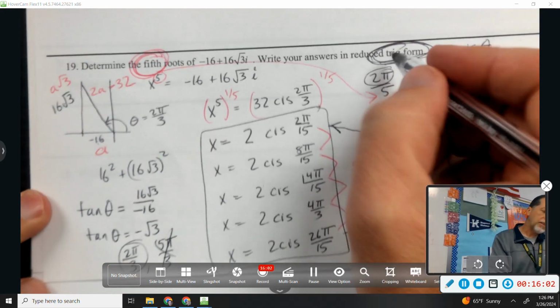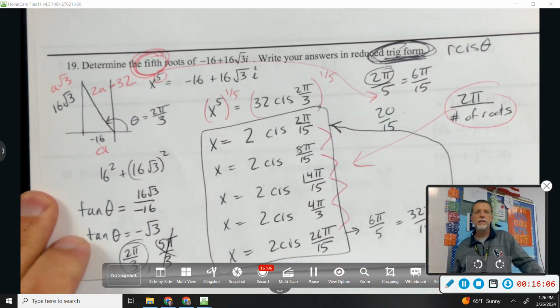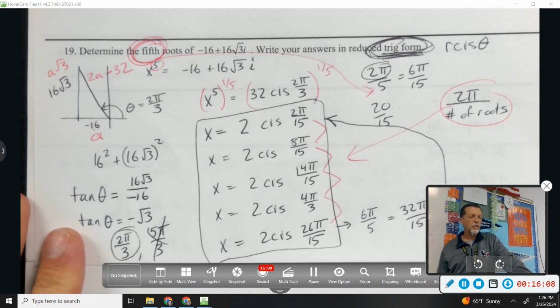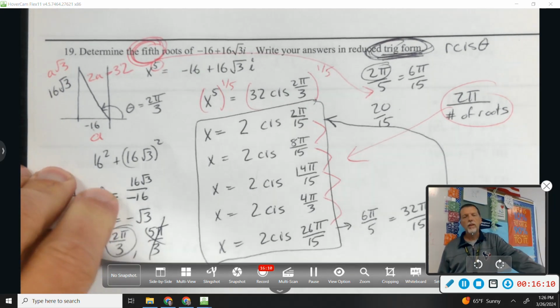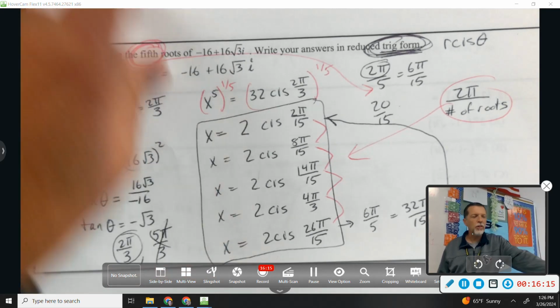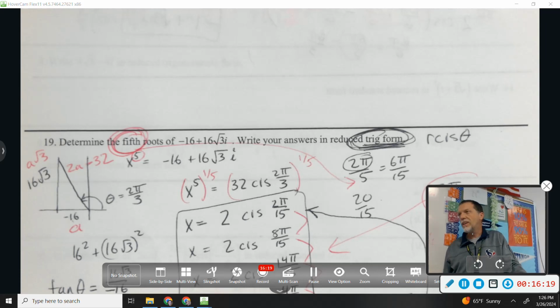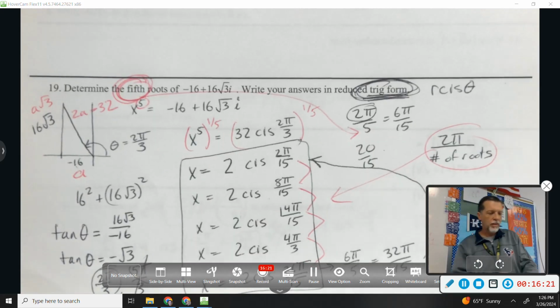Oh, I see why they told me to leave this in trig form, because I wouldn't be able to do it in standard form anyway. Which is maybe a bit of a hint built in. If we ask you for standard form and you end up with something like this, then you did something wrong, because you can't get standard form with 2 pi over 15.